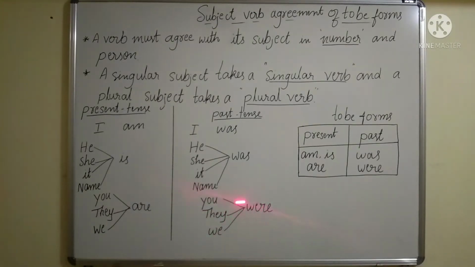So this is to be remembered. See here, this is the difference. You can notice here, we have used only was and were when we talk about the past tense. And here, we have used am, is and are, these three to be forms, in present tense. So these are the main differences of to be forms and of subject-verb agreement. And let's see with examples.